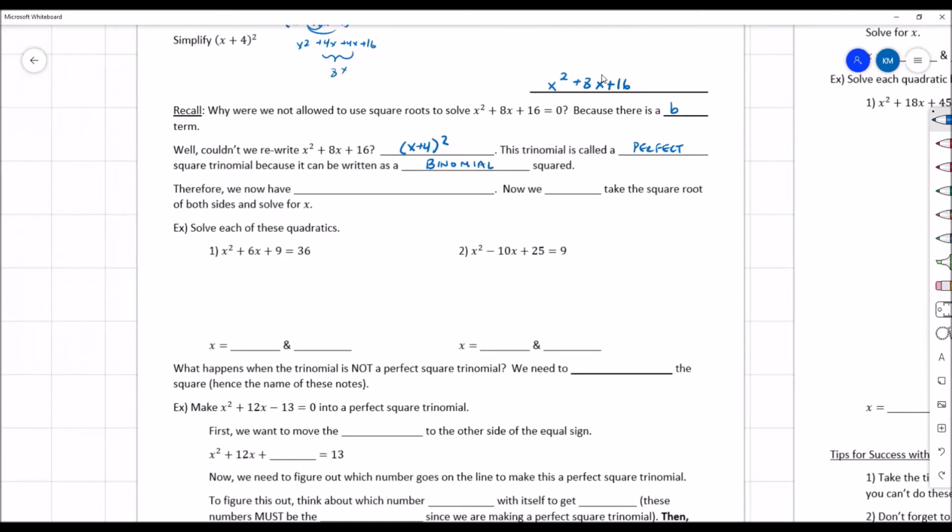Okay, therefore, we now have x plus 4 squared equals 0. And now we can take the square root of both sides and solve for x. As we did that, we take the square root. We get x plus 4 equals 0. Solve, subtract 4 from both sides, and find x to be negative 4.